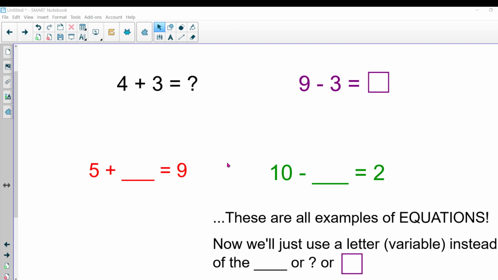Now, however, since we're getting into more of the formal, if you want to call it that, algebraic equations, instead of using a question mark or a box or a blank line to represent an unknown number, the value we're trying to find out, now we're going to use a letter that we're going to call a variable. And we'll get to those in just a moment.